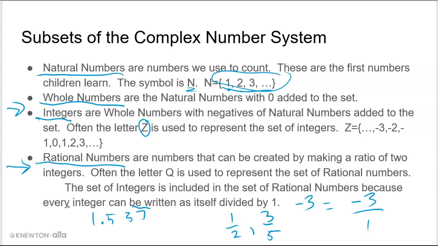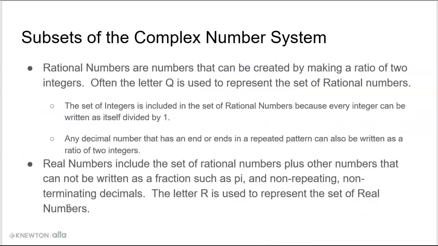So to wrap up the subsets of the complex number system that are relevant to us, we talked about the rational numbers, and we often use the letter Q to do that. I have that in both slides here, and I have what I talked about here, as far as you can write any integer as a rational number.